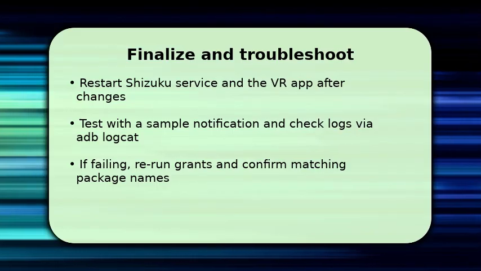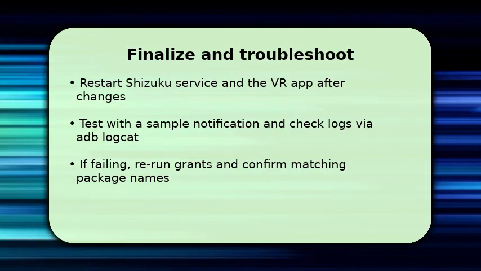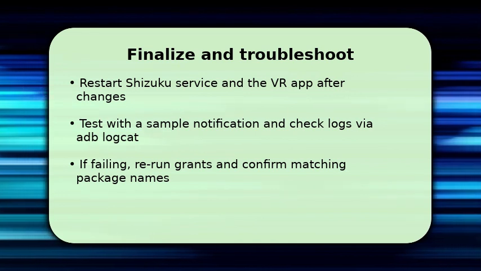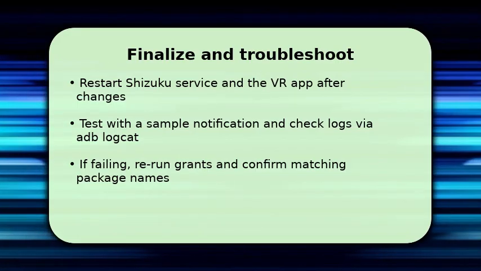Then send a test notification and watch an ADB logcat to confirm the VR app receives and displays the event. If notifications still do not appear, rerun the grant commands, verify package names match exactly, and ensure no battery optimizations are blocking background access. One key troubleshooting tip: if the behavior persists, temporarily disable other notification listeners and repeat the grant steps with a fresh Shizuku session.